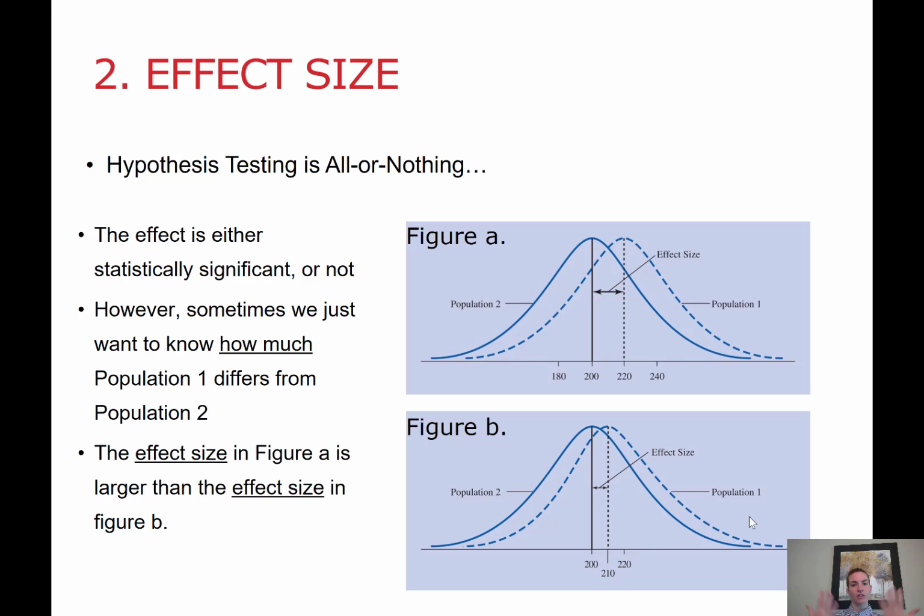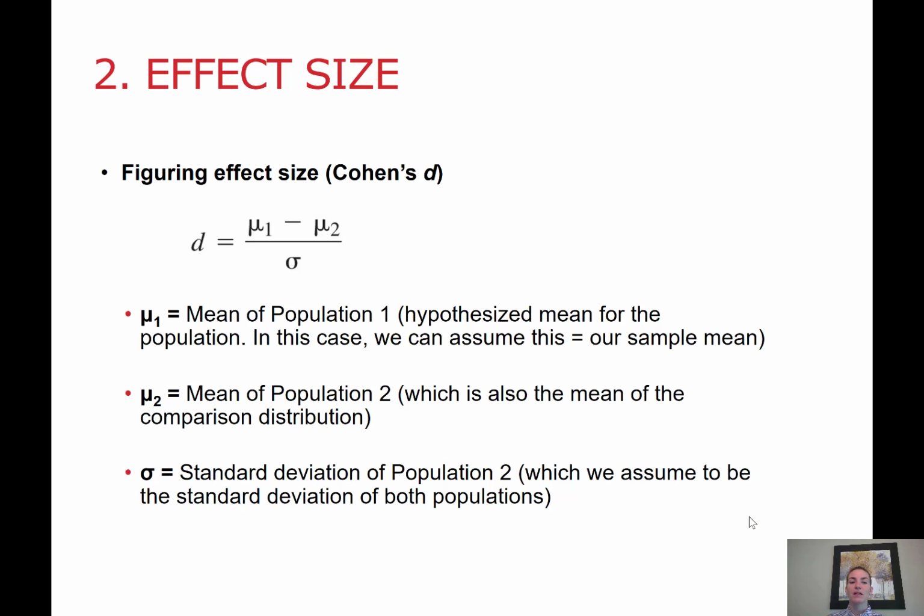Of course, I could just look at the two means and figure out the difference between them, but that wouldn't take into consideration variability. So effect size is a little bit more sophisticated, and it will tell us how far apart the means are, how different the populations are, taking into consideration the variability of those distributions. The statistic that we'll use for effect size is denoted by the lowercase letter d, and that is called Cohen's d. It's named after the statistician who came up with this measure.